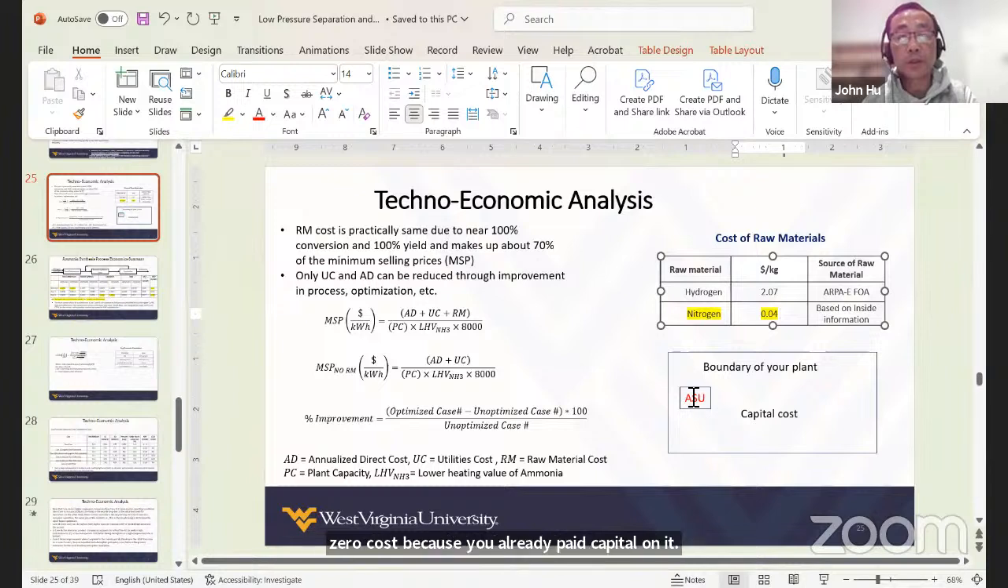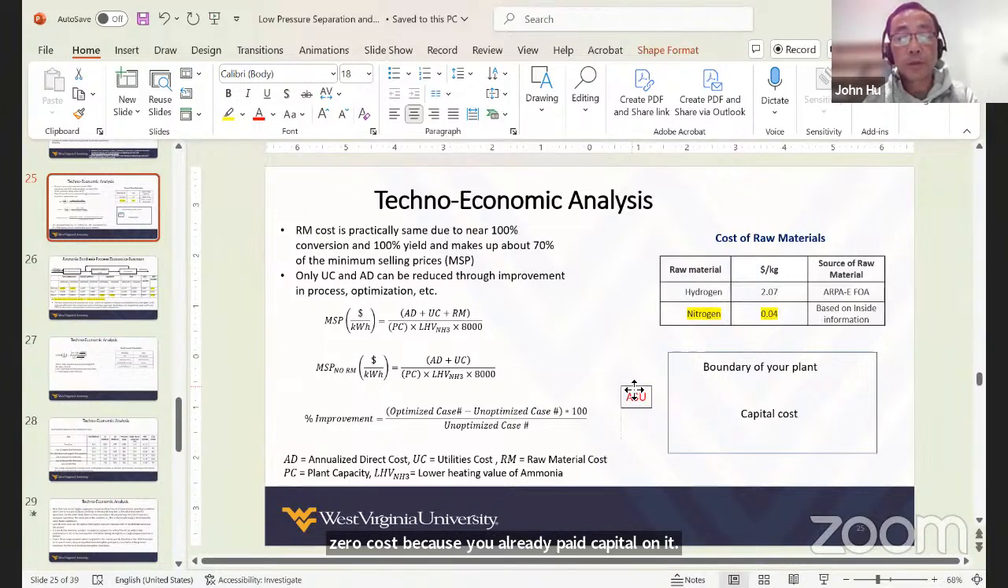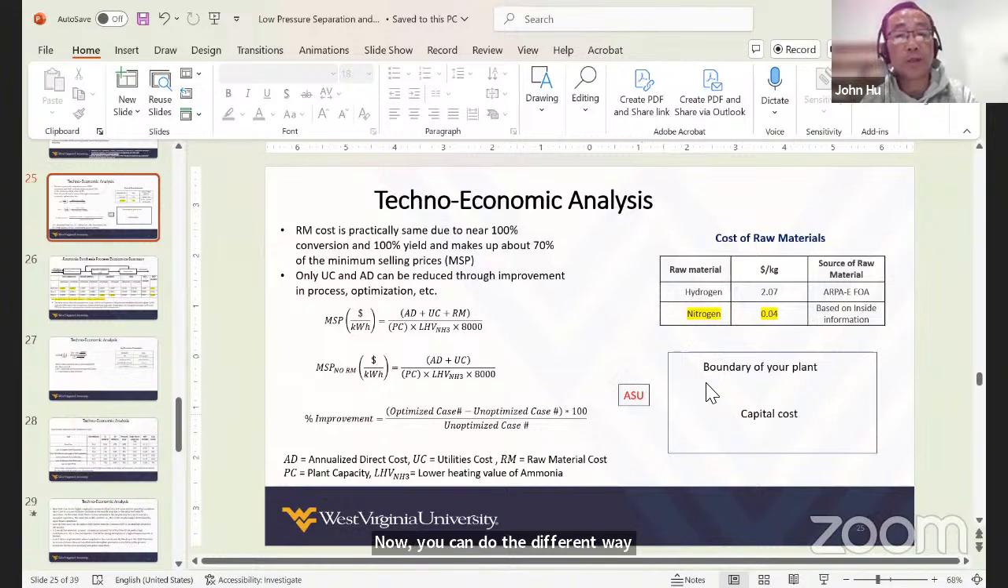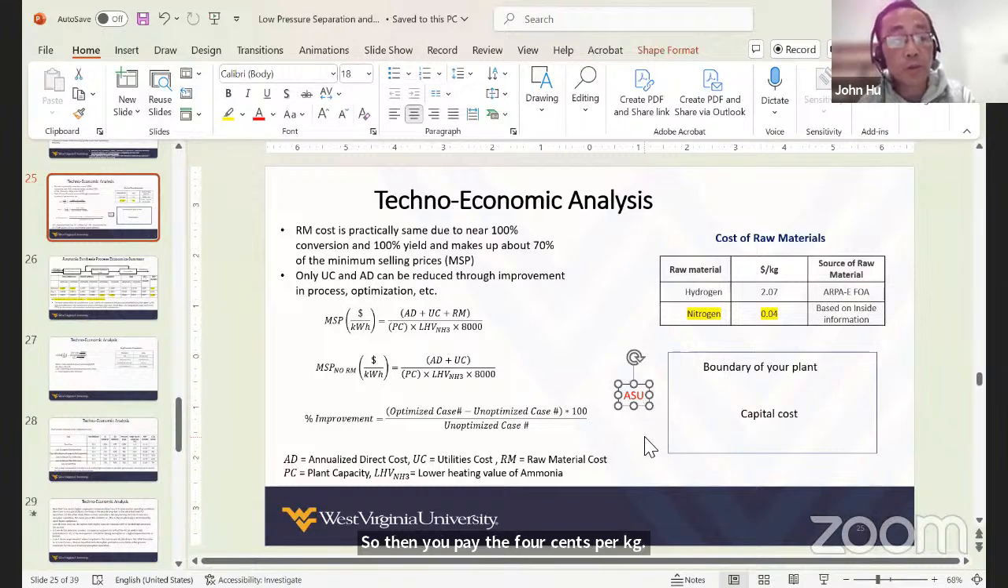Now you can do it a different way and build this outside your fence. Then you pay 4 cents per kg. You may be wondering, who is going to build outside my fence? Well, I do not know how business is operated in India, but in the US, everything's private. All the companies you name are private. There's only one government-owned company: the US Postal Service.